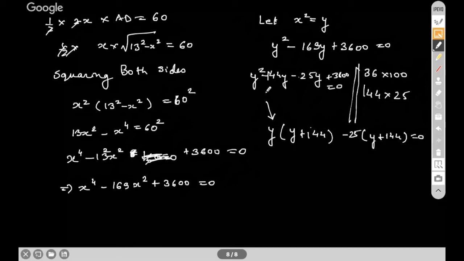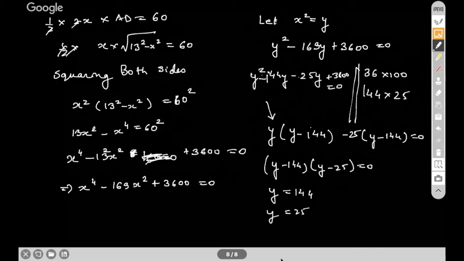Am I right? Wait a minute. Yeah, so that's what the problem is. So please write it very clearly. So it will not be plus, it will be minus. Right? And here also this is minus. So hence it is y minus 144 into y minus 25 equals 0. So either y is 144 or y is 25. These are the two possible solutions.